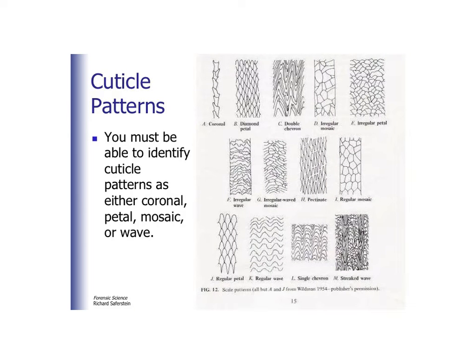I do want you to know that there's lots of subcategories, but I want you to be able to know and explain the rationale behind coronal, petal, mosaic, and wave. And I'll blow this up so that we can see it a little bit better.